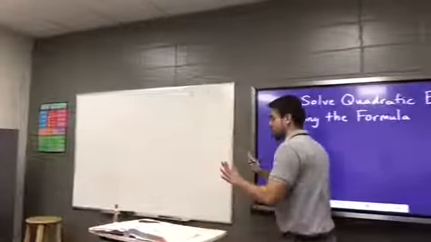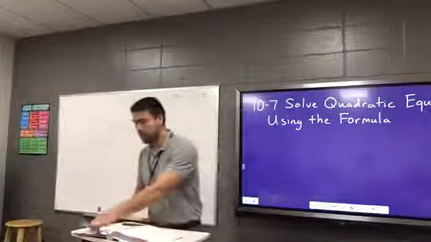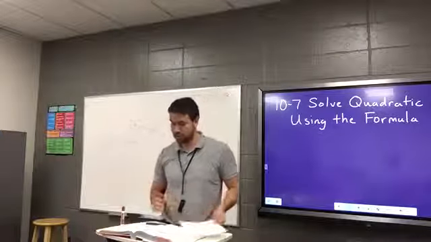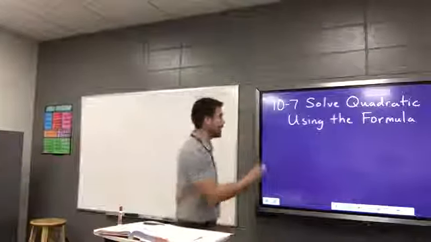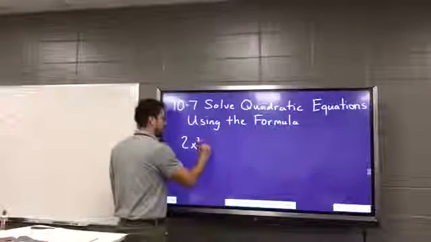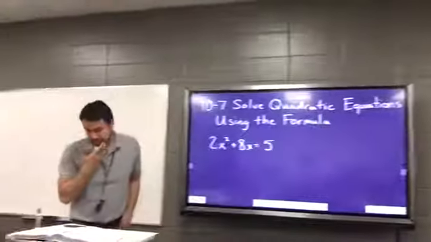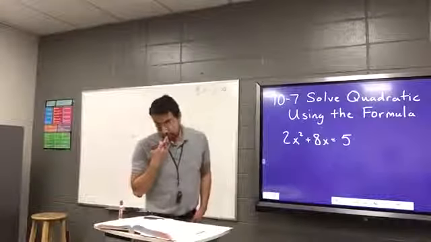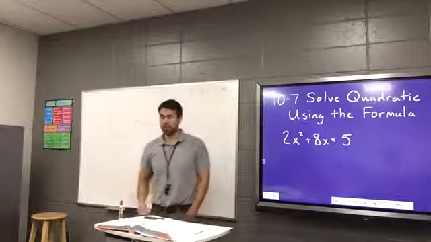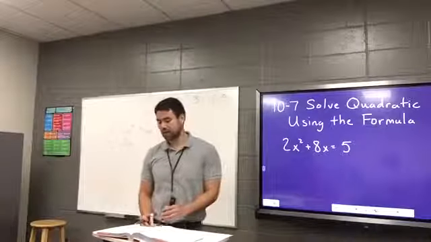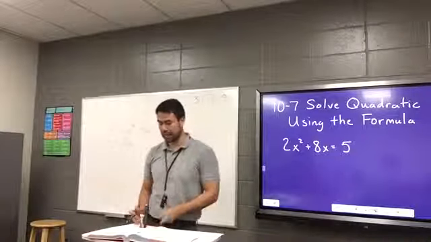So let's look at our first problem. The first problem I want you guys to do, and I had to change it up from the book because they gave you some extreme numbers: 2x squared plus 8x is equal to 5. This isn't a homework problem? No, this is not a homework problem. I'm going to give you some book problems, and then I'll do some homework problems, as many as I can with you.